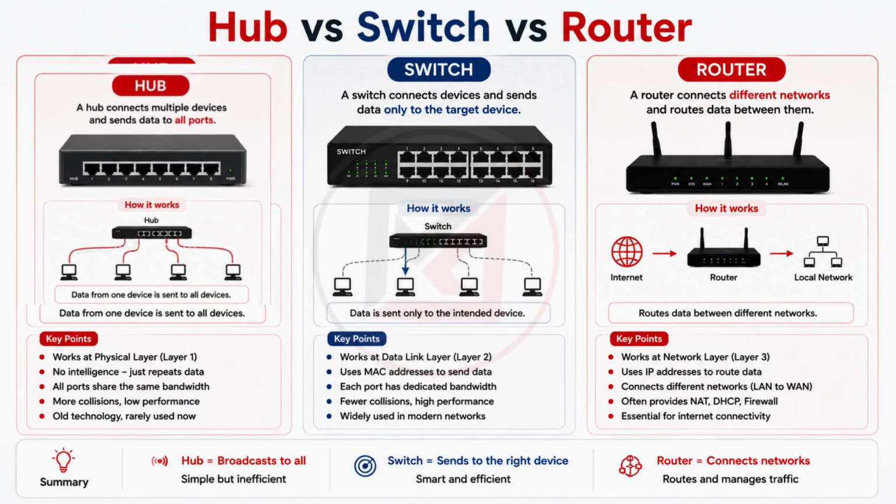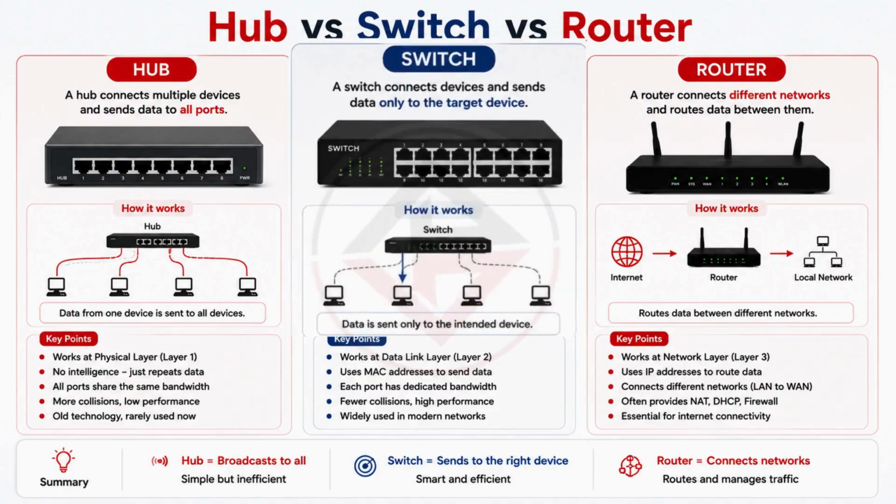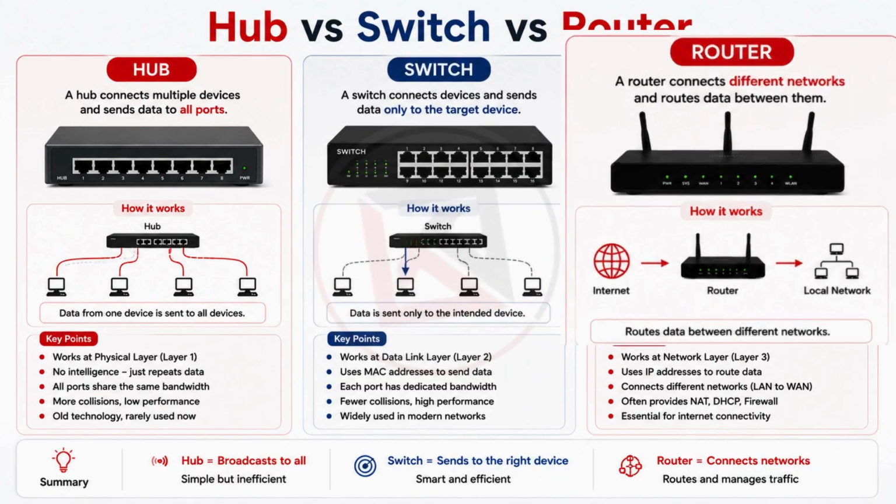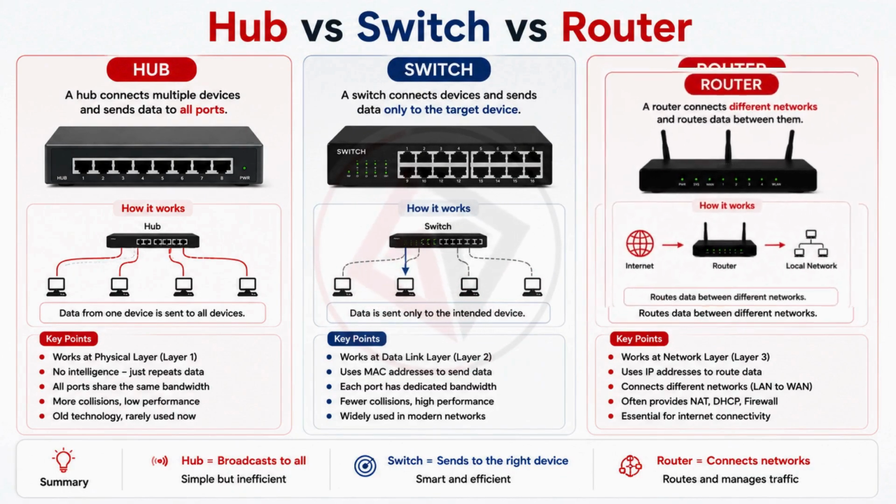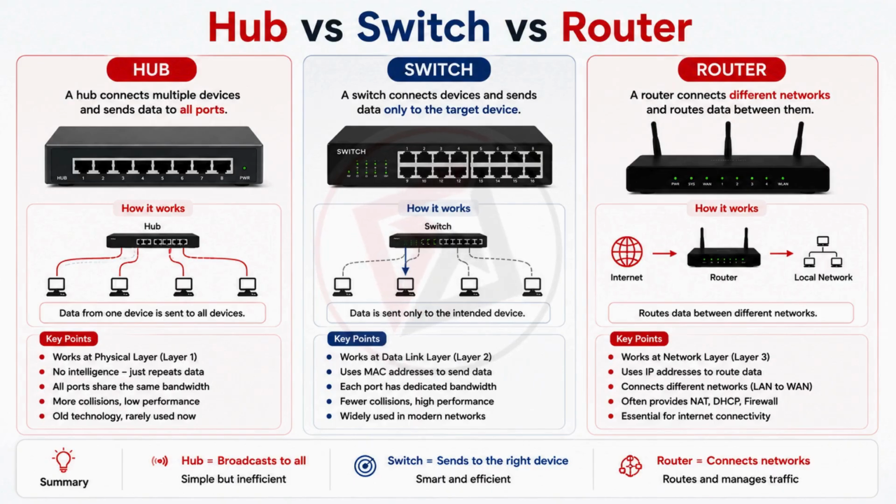Hub equals broadcasts to everyone. Switch equals sends data to the right device. Router equals connects different networks. Understanding these three devices is essential for networking and CCTV installation.